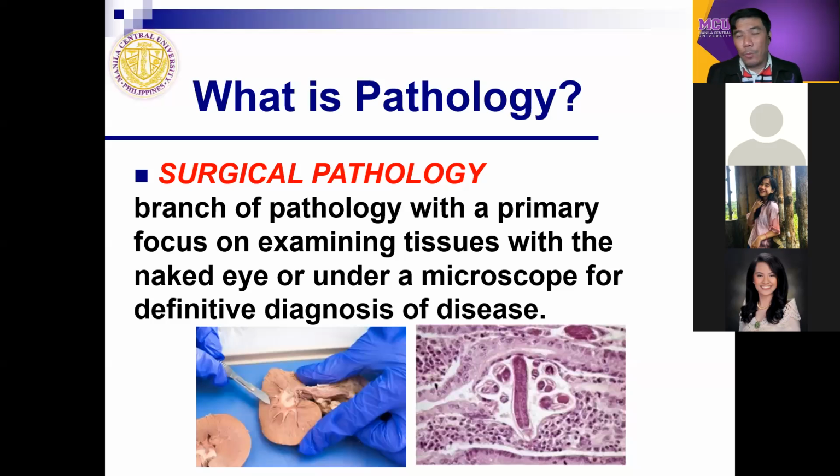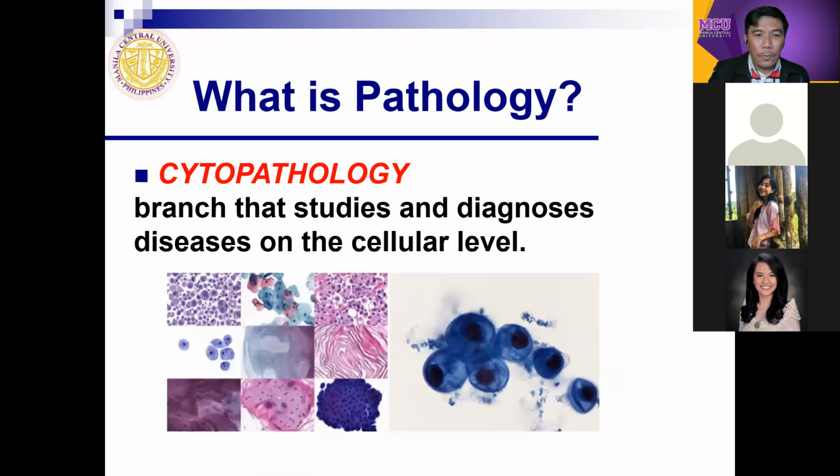So these are the things that we need to take into consideration. Surgical pathology is used for examining tissues. Next, we have cytopathology. For cytopathology, tissues will be evaluated as in surgical pathology.